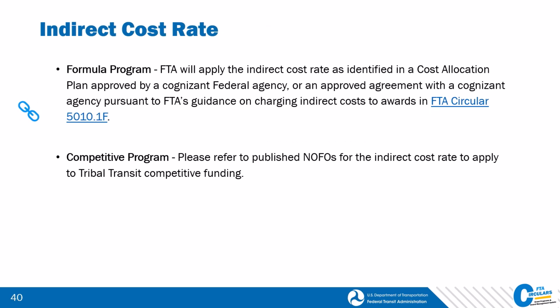Indirect cost rate. Under the Tribal Transit Formula Program, FTA will apply the indirect cost rate as identified in a cost allocation plan approved by a cognizant federal agency, which in most cases is not FTA, or an approved agreement with a cognizant agency. Under the Tribal Transit Competitive Program, a tribe should refer to the Notice of Funding Opportunity for the indirect cost rate related to the competitive funding. In general, the indirect cost rate for a Tribal Transit Competitive Award is capped at 10%.